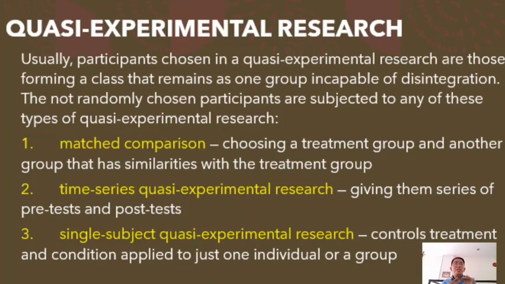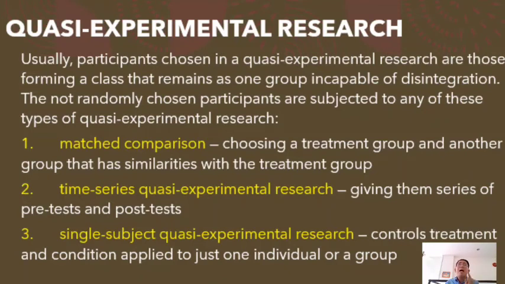So quasi-experimental research. Usually, participants chosen in a quasi-experimental research are those forming a class that remains as one group incapable of disintegration, as what I said. So they cannot be just randomly assigned. They cannot be disintegrated. The not randomly chosen participants are subjected to any of these types of quasi-experimental research.